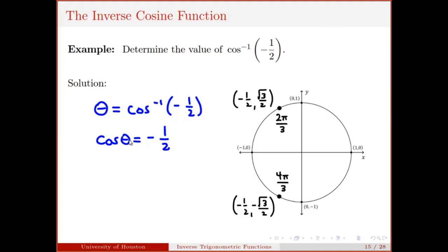There are two angles theta whose corresponding point on the unit circle has an x-coordinate of -1/2. One is theta equals 2 pi over 3, and the other is theta equals 4 pi over 3. However, since we're finding the cosine inverse of a negative value, we will always choose the angle in quadrant 2, which is 2 pi over 3. Therefore, cosine inverse of -1/2 equals 2 pi over 3.